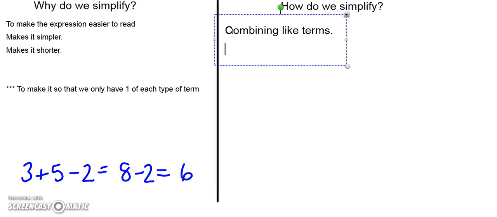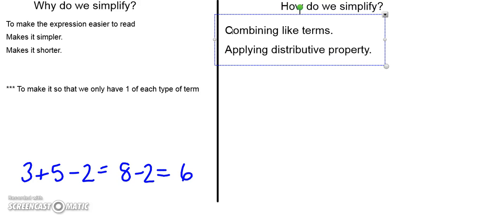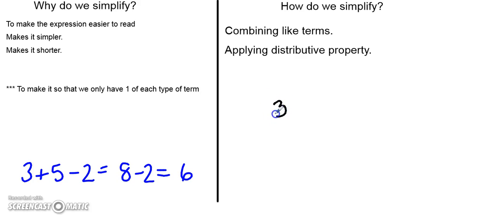We can combine x's with x's, y's with y's, x squareds with x squareds. We can combine constants with constants. So we also do something that's called applying the distributive property. The distributive property you probably heard about in 7th grade. What it is when you have some number multiplied by a set of things.